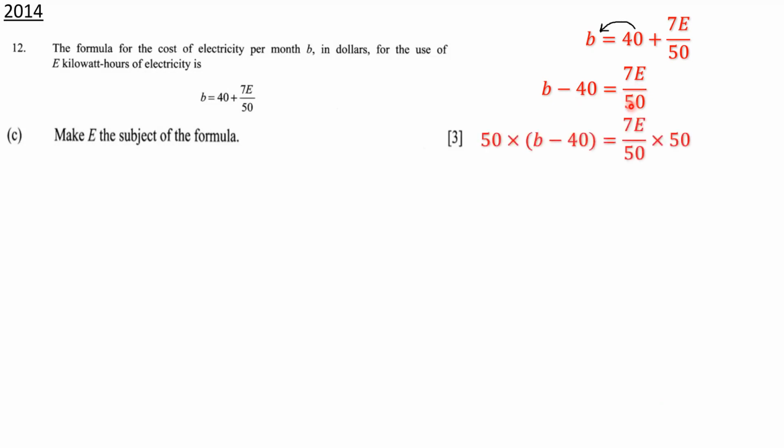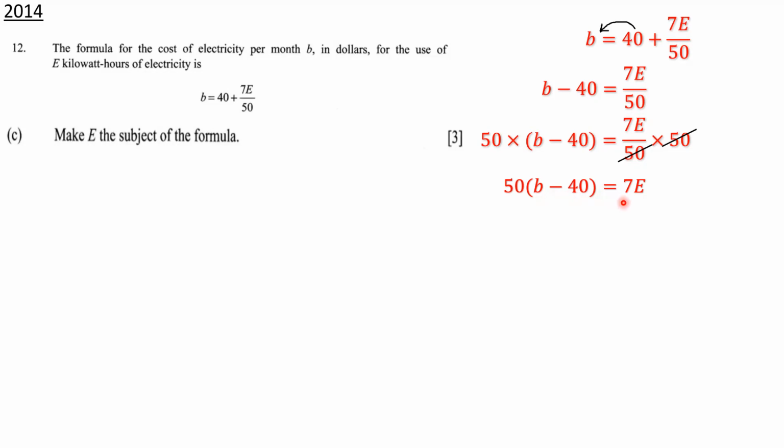What we can do here is multiply both sides by 50, or we could cross multiply. If you multiply both sides by 50, we have 50 times B minus 40 and 7E all over 50. We multiply both sides and we could cancel. Canceling, we're left with 7E on this side, which is equal to 50 times B minus 40.